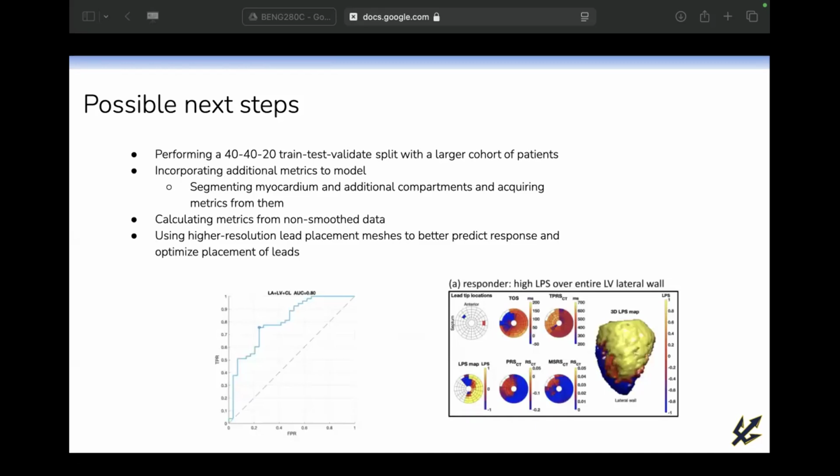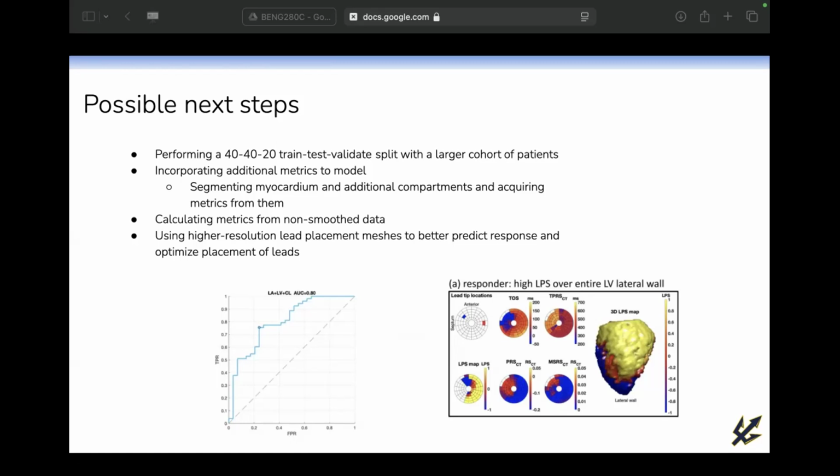So to end, some possible next steps could be to do a much larger cohort so we don't run into the issue of having to bootstrap or cross-validate. We could do a traditional 40-40-20 split for train, test, validate. And then these other directions were mostly from my conversations with you, Dr. McVeigh, but we could incorporate additional metrics to the model, such as the myocardium.